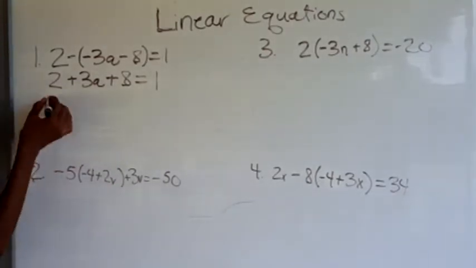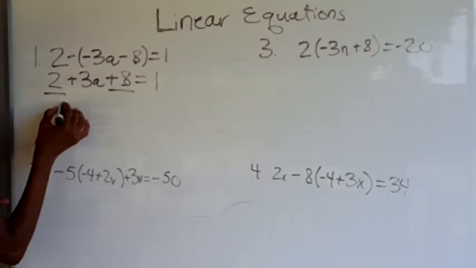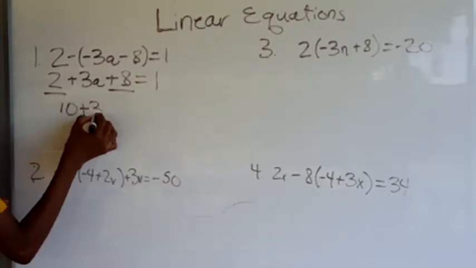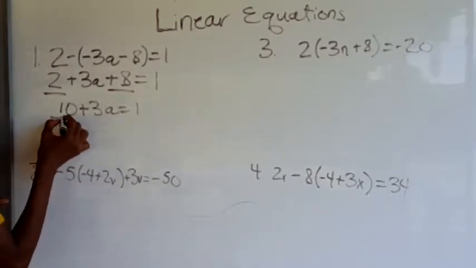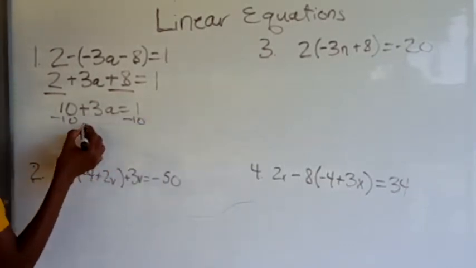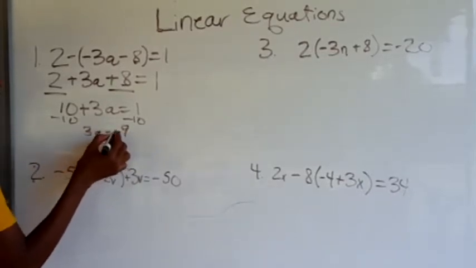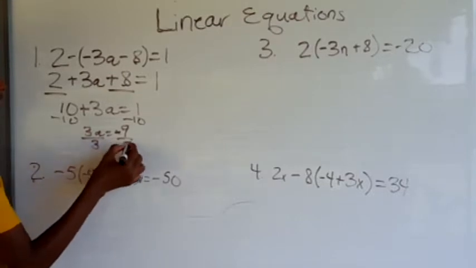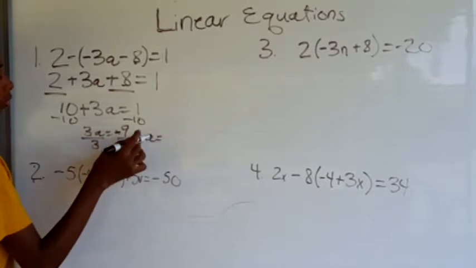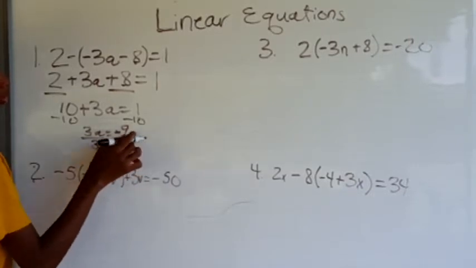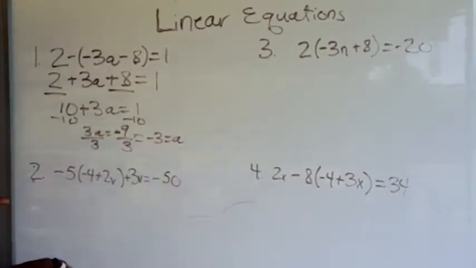Alright, so then we combine our like terms. So positive 2 plus positive 8 is going to be positive 10 plus 3a equals 1. Alright, so then we subtract 10. That leaves us with 3a equals negative 9. Then we divide by 3. So a equals negative 3.